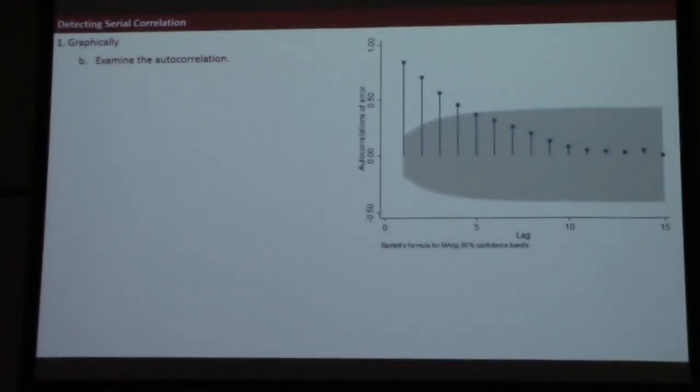All right. Another way is to examine the autocorrelations. The autocorrelations are literally these things here. This is how the error term is correlated with itself over time. So basically, we want to look at this rho here. All right. And that's it.